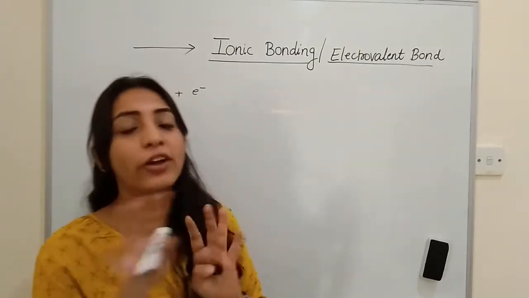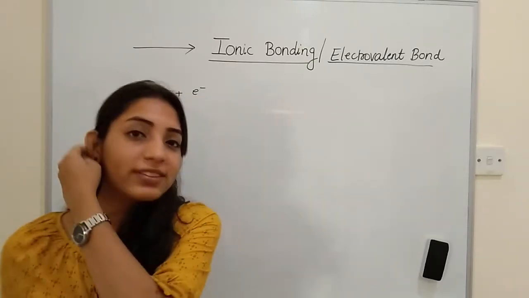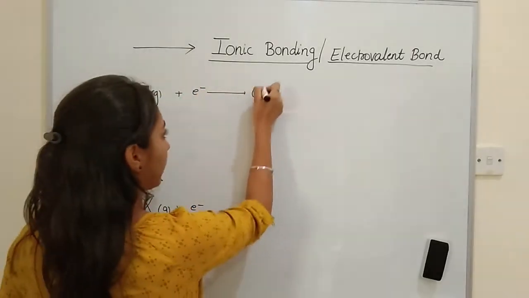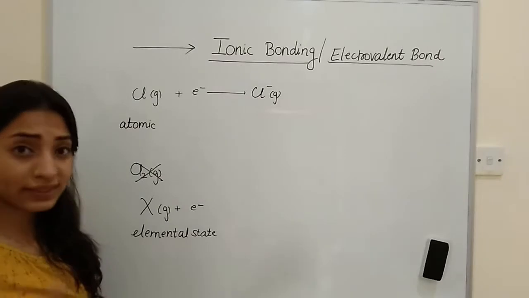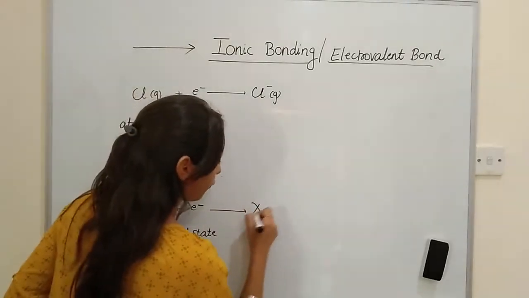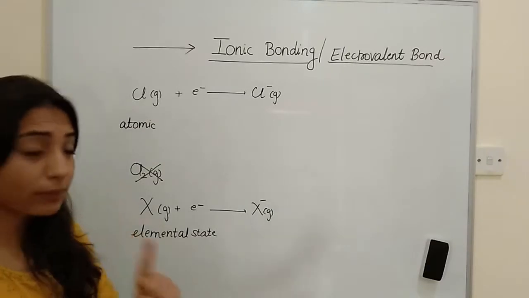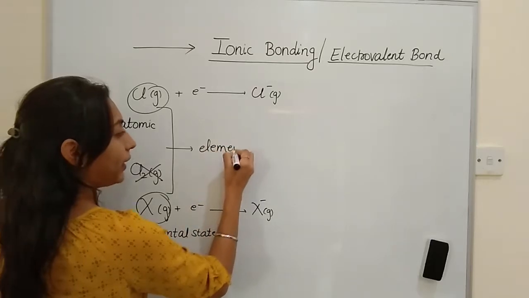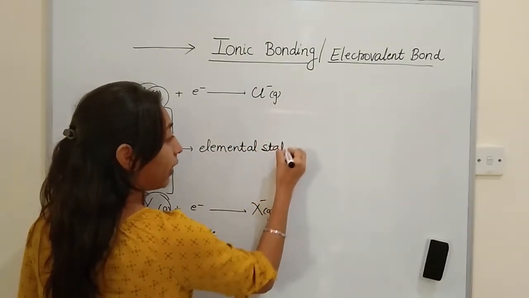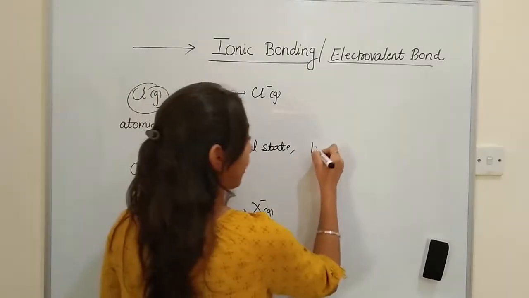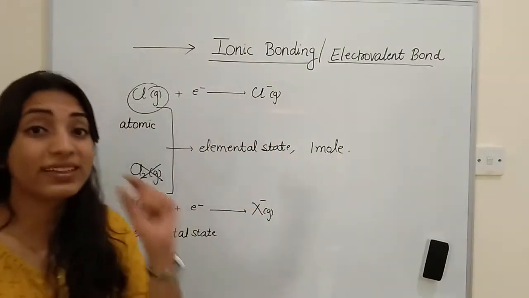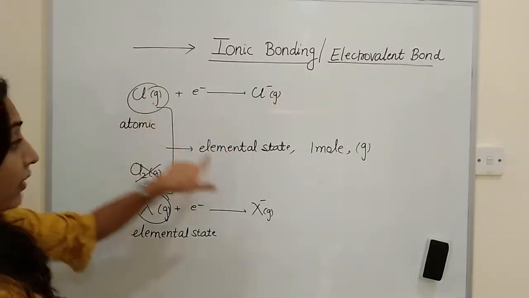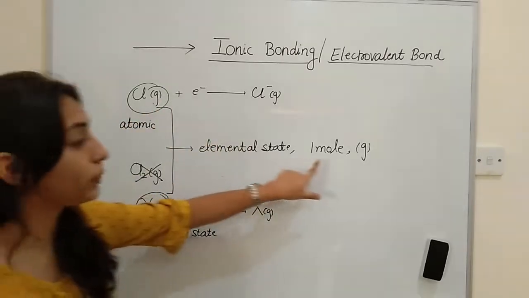And the details about this you must have studied in chapter number 2, which is structure of atom. So, if chlorine is gaining an electron to form Cl minus in the gaseous state, or X plus electron to form X minus in the gaseous state, point number 1, we will always be talking about elemental state. Point number 2, we will always be talking about 1 mole of the gaseous atom. Point number 3, gaseous atom. So this has to be gaseous, this has to be in elemental state, and this has to be 1 mole.